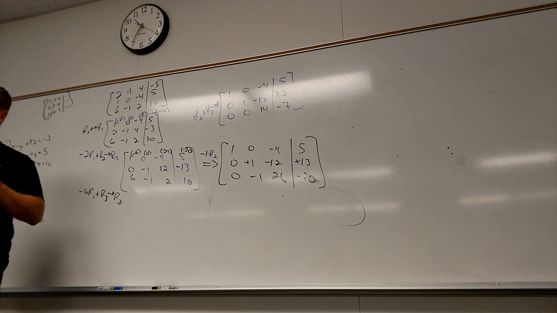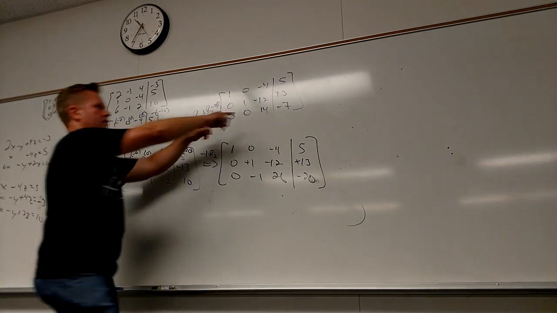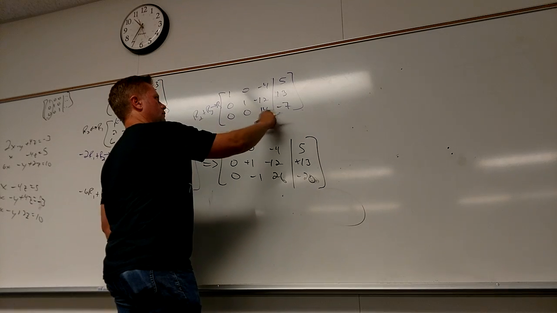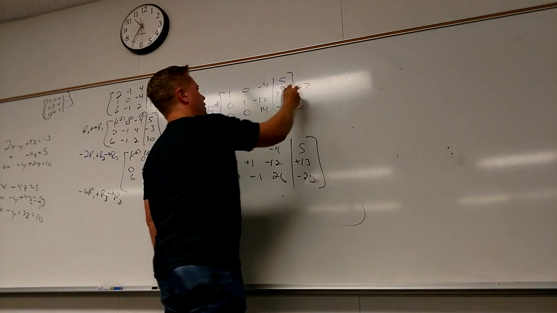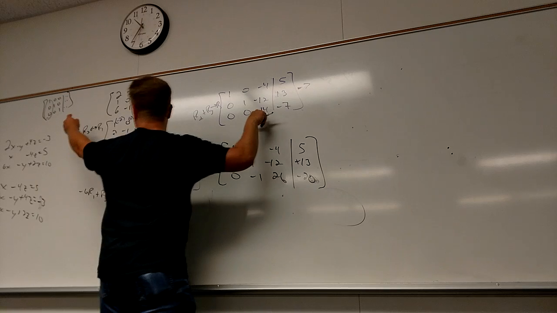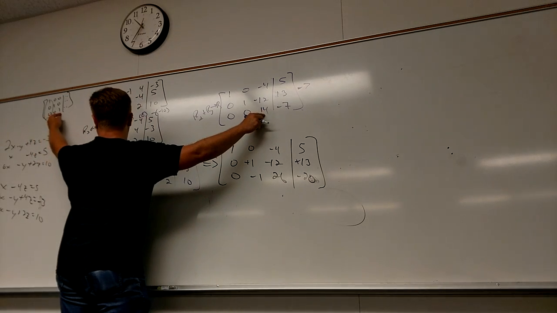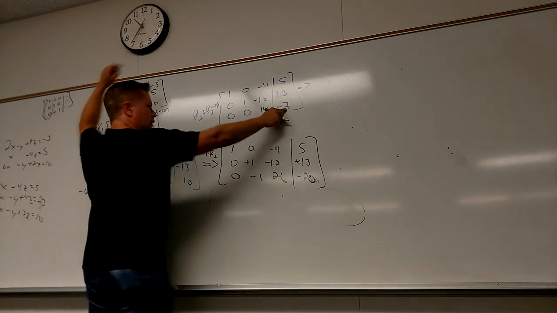All right. Now, what can I divide this by right now? 7. Okay. Let's do that. Now, I know I want a what here? What do I want right here? A 1. If I make a 1 here, don't I get a fraction there?